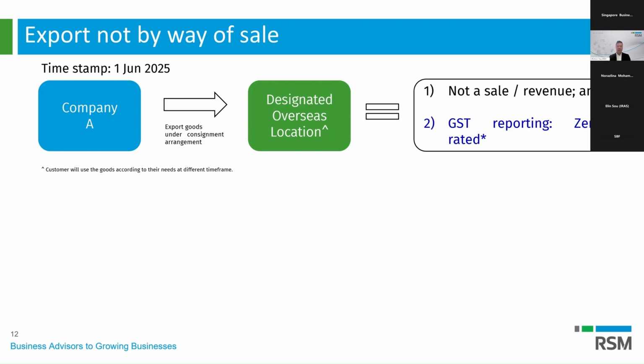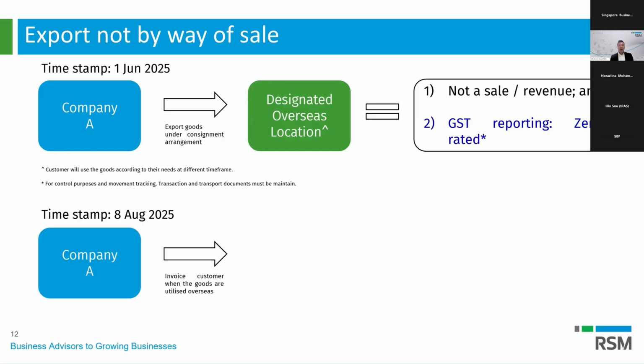Okay, that's the first timestamp. The second timestamp is 8 August 2025. Company A got notice from the customer that they have utilized the goods and asked, can you invoice now? So Company A raised that invoice to the customer. I believe at this juncture, most of us will agree a revenue or a sale has occurred.